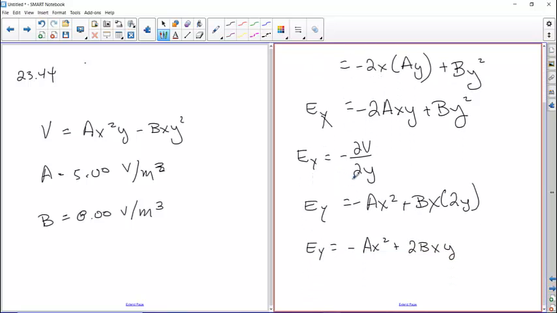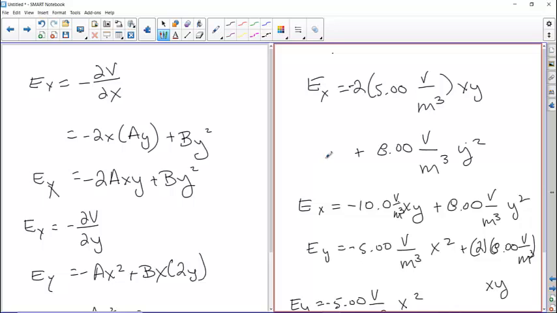Now you do the same thing for the y component. It's negative the partial derivative of V with respect to y. So we go back to the equation for the voltage and take the derivative with respect to y. It's 1, so we're left with Ax squared, and then the negative sign. Secondly, we take the derivative of B y squared with respect to y. That gives us 2y. This negative becomes positive because of the negative sign, and then we reorder them to Bxy. Okay, so those are the equations for the derivatives of the voltage with respect to x and y.